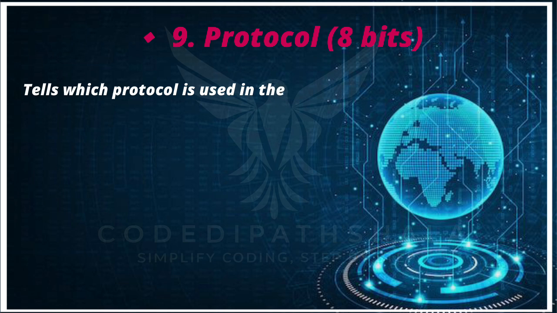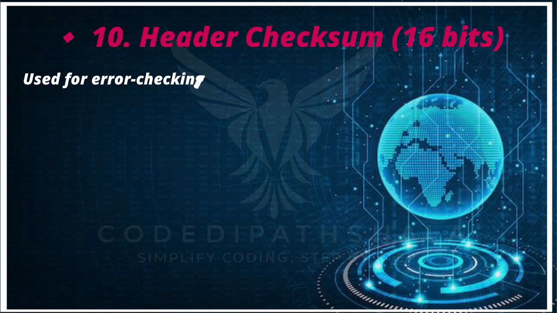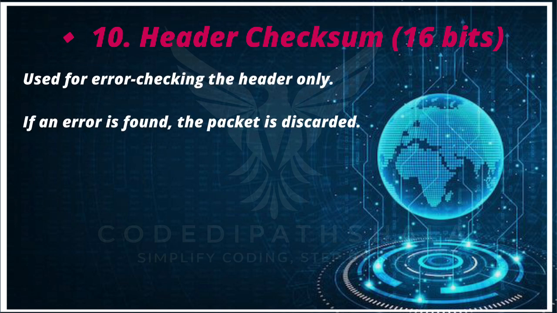9. Protocol, 8 bits. Tells which protocol is used in the next layer, e.g., TCP equals 6, UDP equals 17. 10. Header checksum, 16 bits. Used for error checking the header only. If an error is found, the packet is discarded.